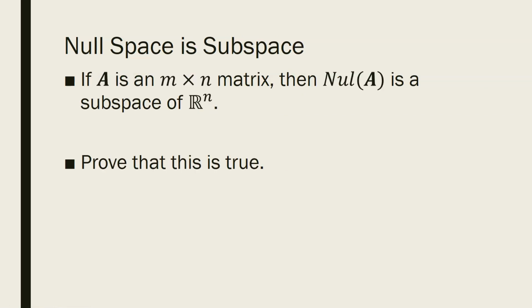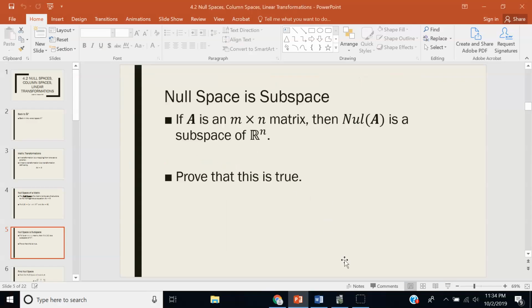Now it turns out if A is an m by n matrix, so if A has m rows and n columns, then the null space of A is going to be a subspace of Rn. Now we're going to show that this is true. We're going to prove that if a matrix is an m by n matrix, the null space has to be a subspace. This is what we did in the previous section.